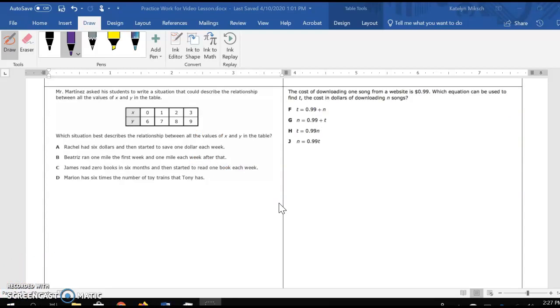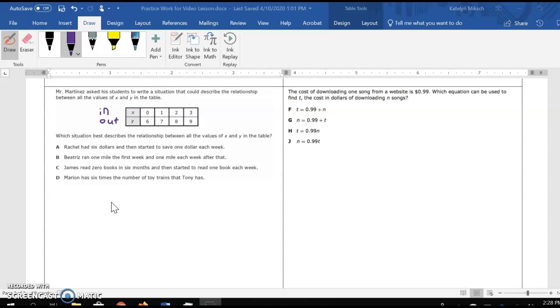Moving on, this is our second to last problem. Mr. Martinez asked his students to write a situation that could describe the relationship between all the values of x and y in the table. So we have x on top, y on bottom, 0 to 6, 1 to 7, 2 to 8, and 3 to 9. We're trying to figure out which written situation would go with these numbers that we already have in our table. So as a reminder, our x values are the input, y values are the output.